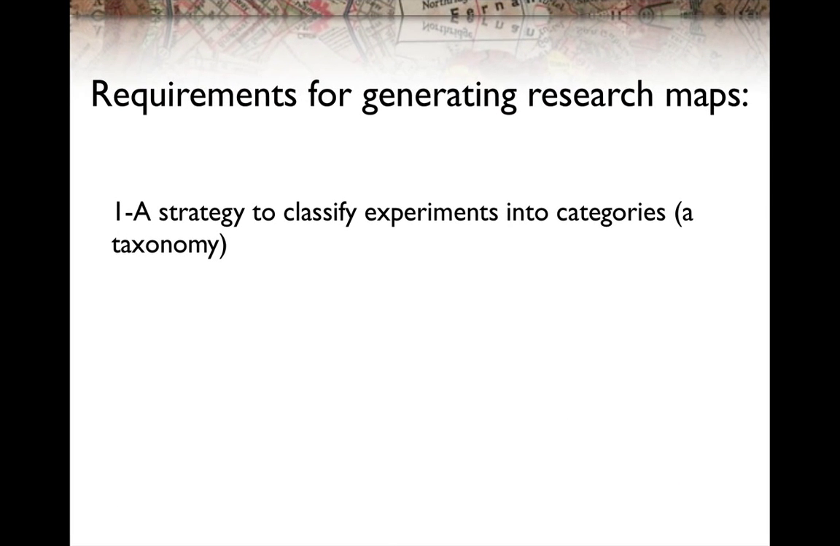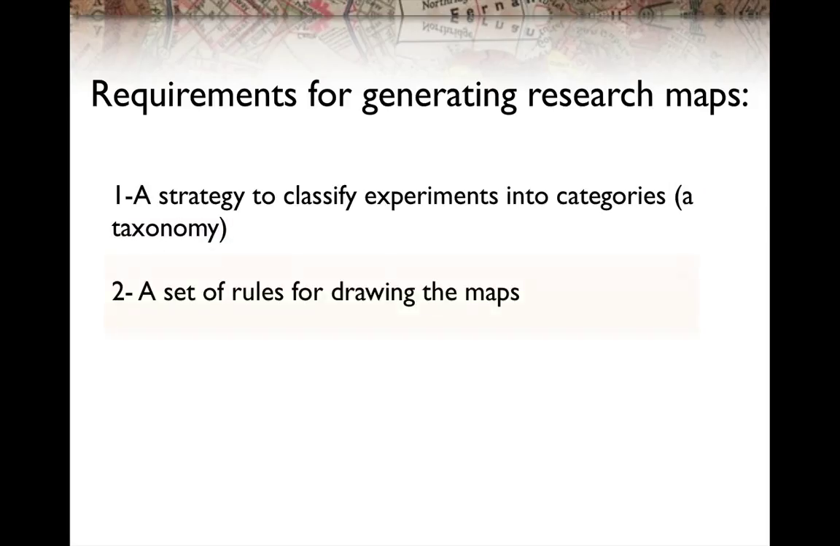What do we need to generate a research map? At a minimum, we would need a strategy to classify experiments, some sort of taxonomy that we could use to organize experiments to be mapped. In addition, we will also need a set of rules to draw these experiments into maps.